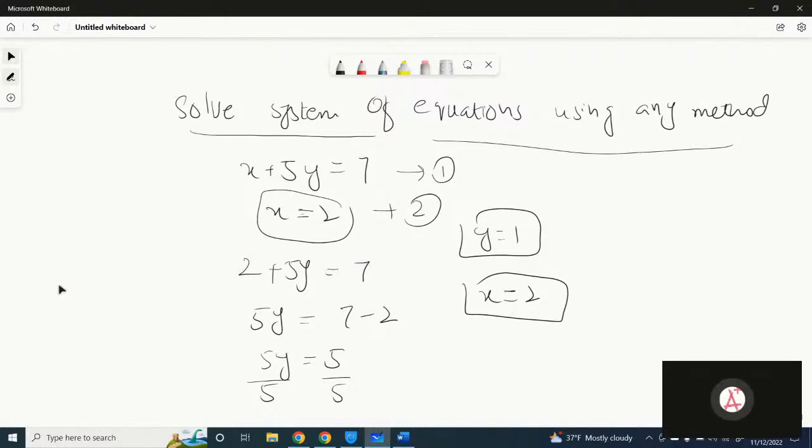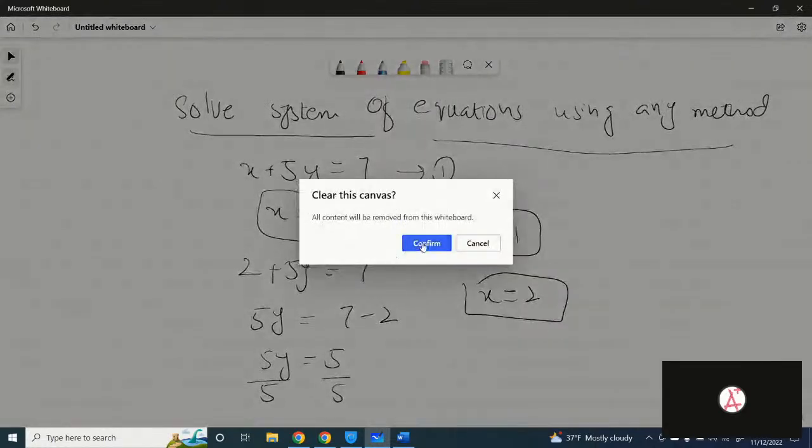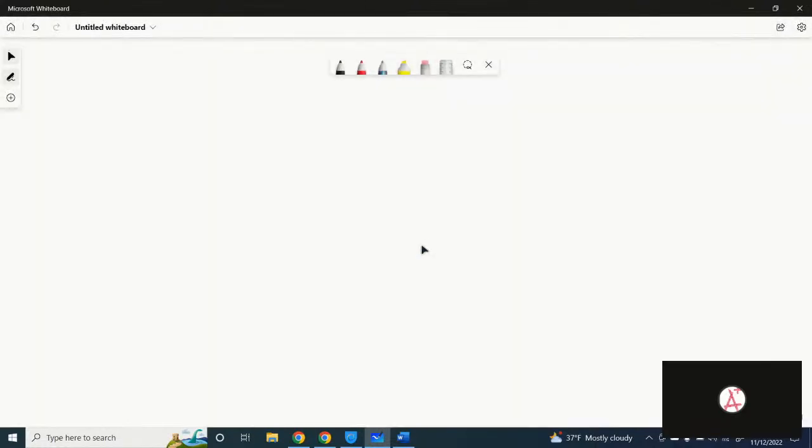Okay, let's do another example. The other one is negative 3x plus 2y equals 12 and x plus y equals negative 9. So you can use any of the methods. I'm going to use the substitution method.